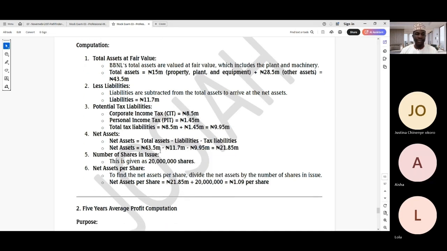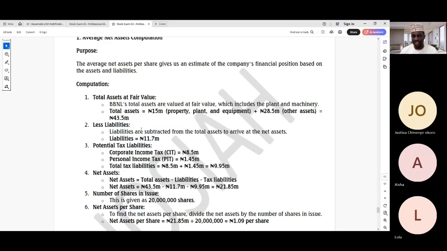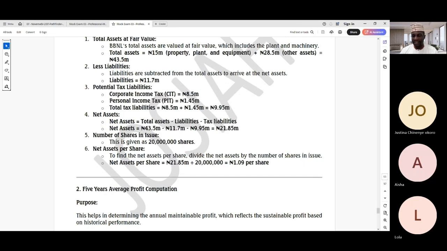And the total shares for the company is about 20,000 shares, if you look at their share capital. So the net assets divided by the shares is what gives us the average net asset per share. So follow through the computation, you see 21.8 million divided by the total share count will give us 1.09 naira per share, which is the amount of value placed on BBNL that TDNL can buy.